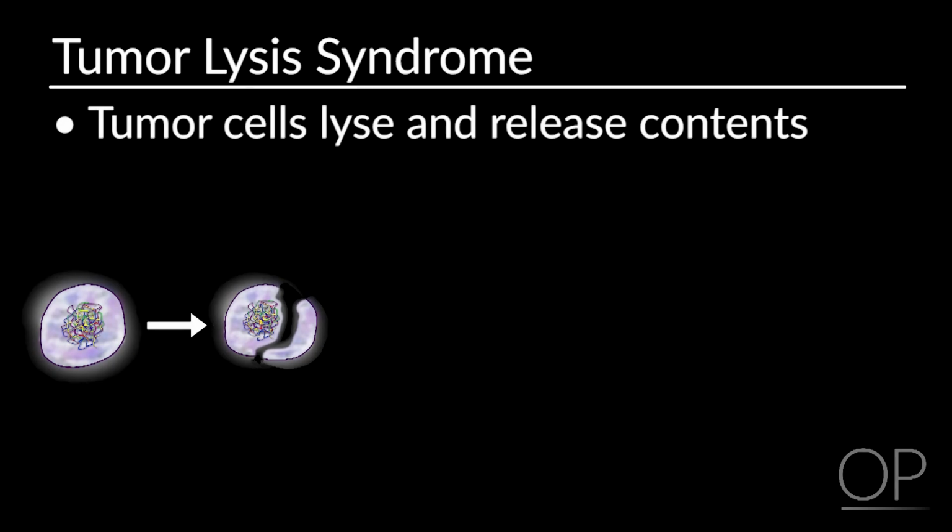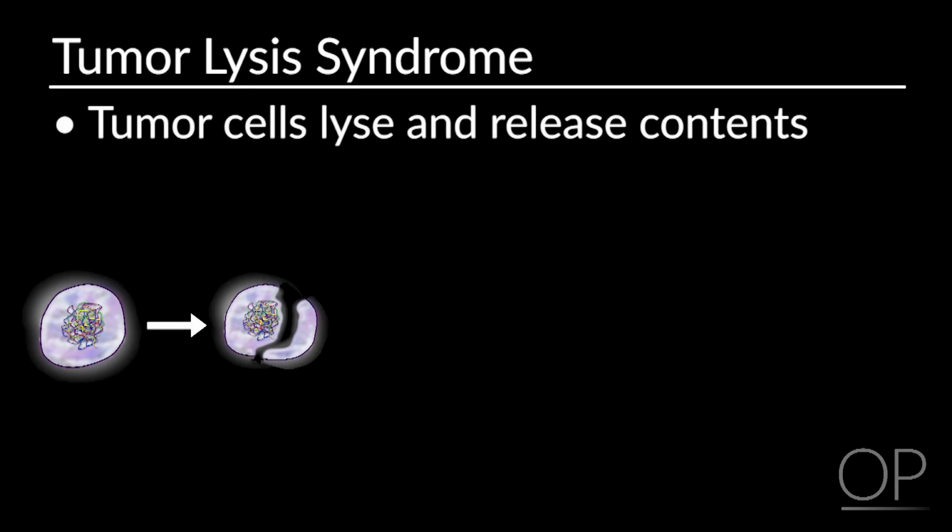Basics of tumor lysis syndrome. So let's take a moment and step back to think about what's going on here. Let's define what's happening. We have something called tumor lysis syndrome. So what is it? As its name implies, it's a syndrome when the tumor cells lyse and the contents of the tumor cells are released.